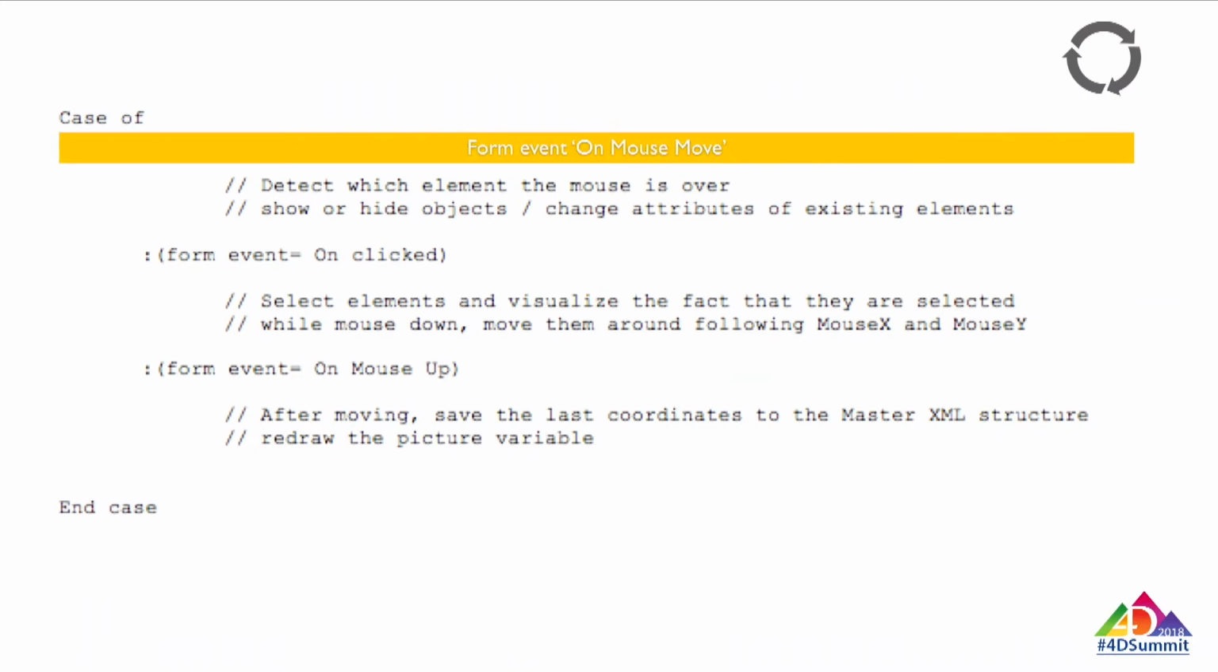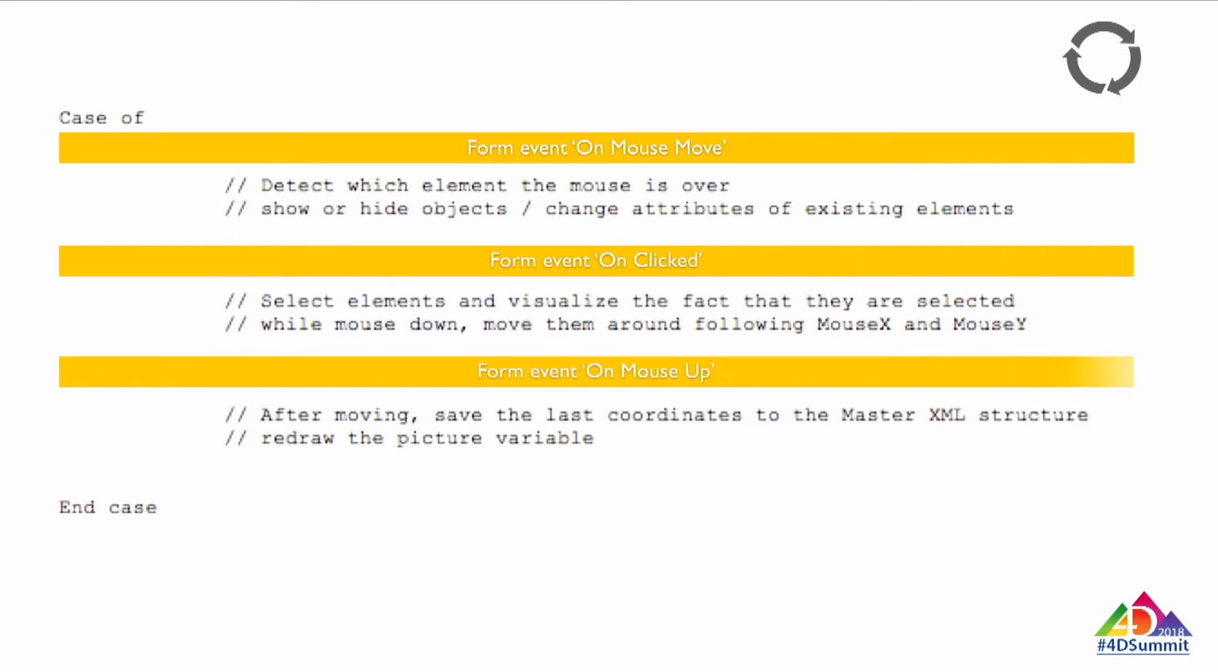Another thing is you need to track in your form event the mouse move, the on-clicked, and there is also an on-mouse up event. Now, why is that important, the on-mouse up? Because previously, there was no command in 4D that allowed you to trigger when you released the mouse button. Now, when you draw something on a map, it's important.